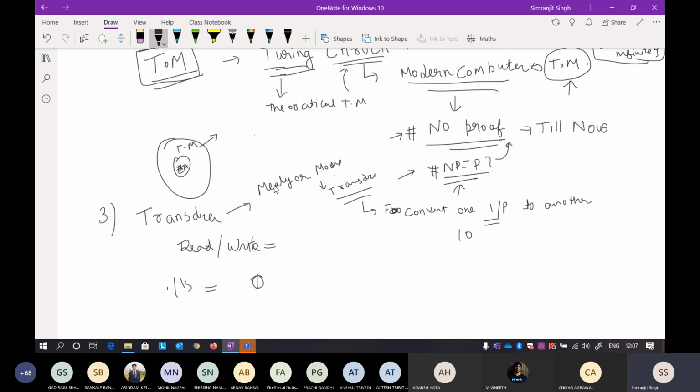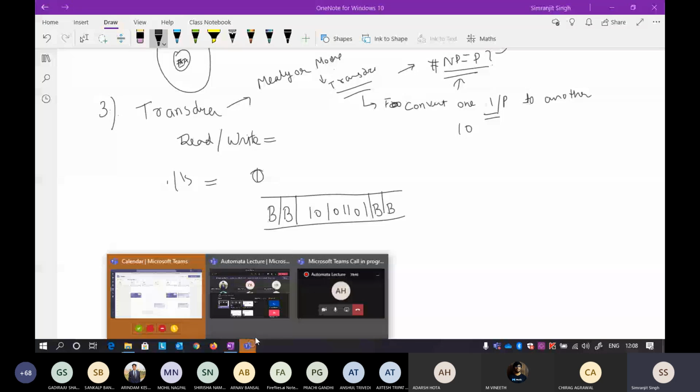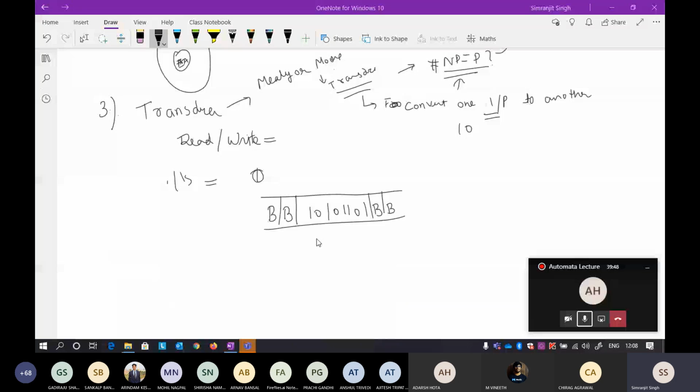Try to do this question, take 5 minutes. Just take one input, something like 10101101. Take a big input and try to draw the diagram for this. If anybody has done it, just share your screenshot, so I can tell you if there is anything wrong. Try this question, take 5 minutes, and I will tell you the solution.